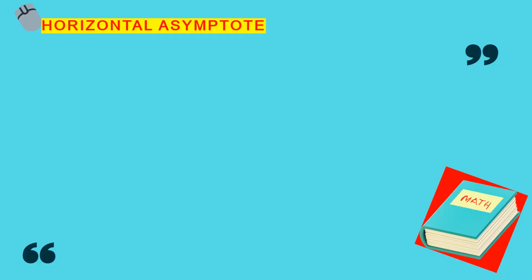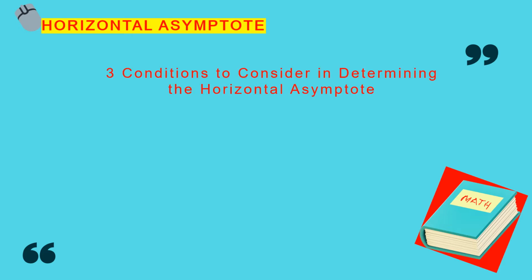Okay, next is the horizontal asymptote. So what is a horizontal asymptote? This is a line, the imaginary line, wherein your graph moves closer and closer. So we have three conditions to consider in determining the horizontal asymptote. The first one is if n is less than d, the horizontal asymptote is y equals 0.